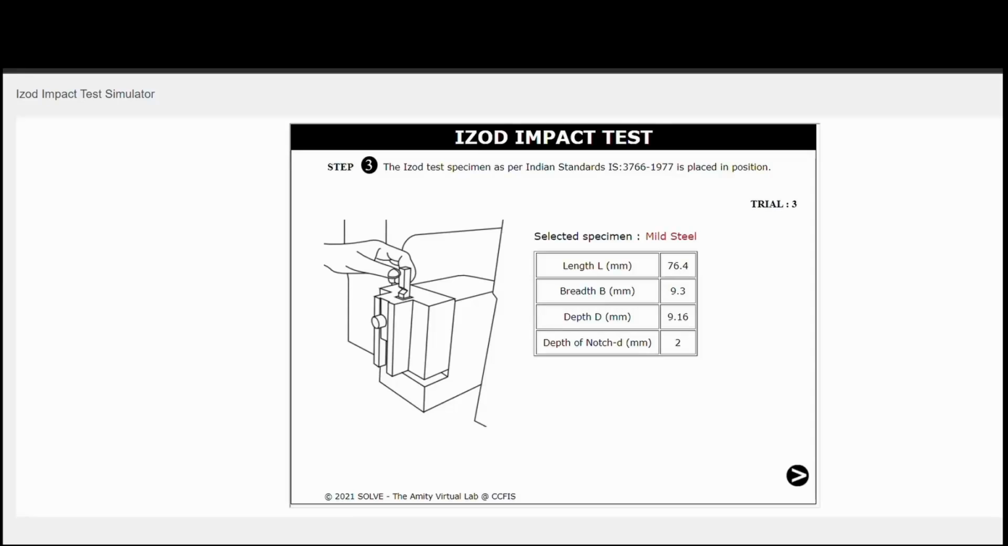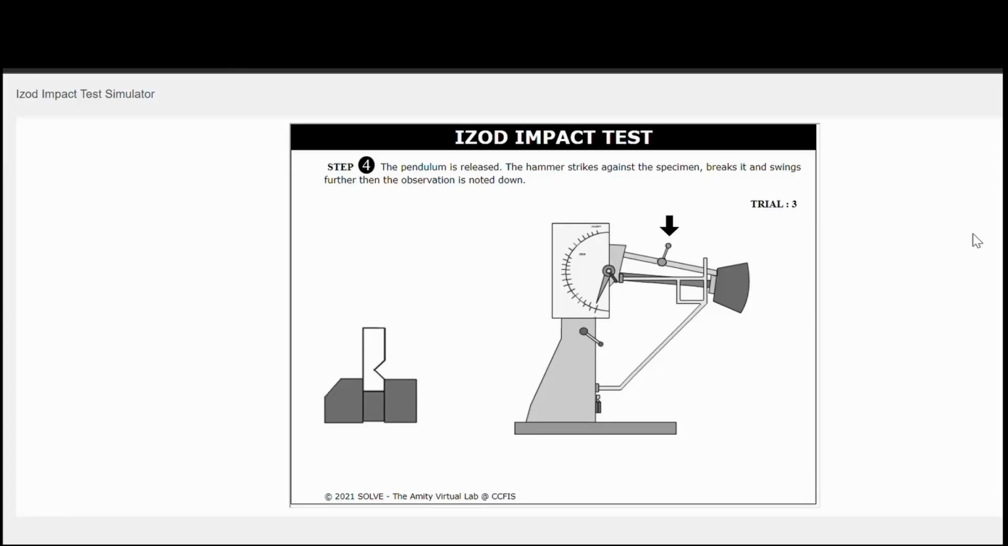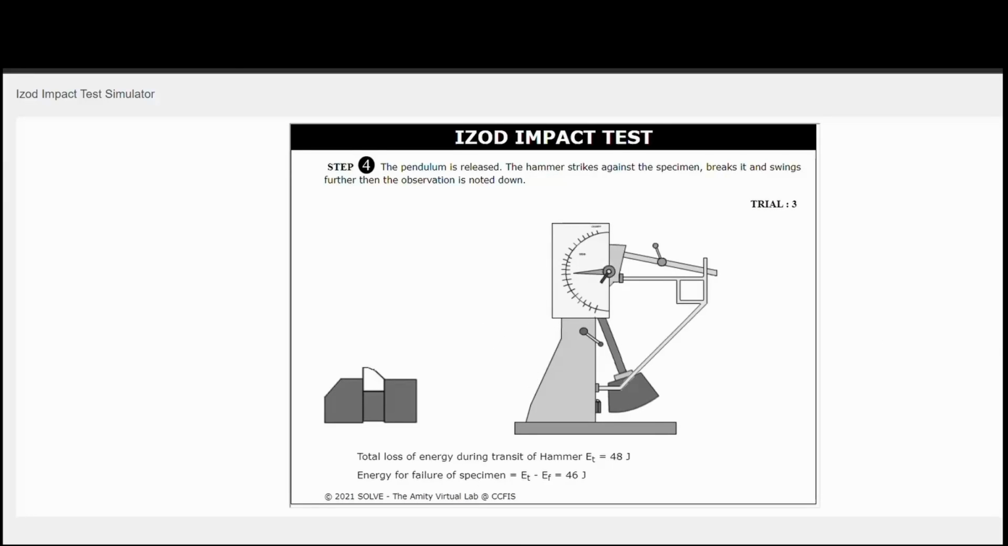Next, for trial 3, selected specimen mild steel, length 76.4, breadth 9.3, depth 9.16, depth of notch 2. Next, the pendulum is released. The hammer strikes against the specimen, breaks it and swings further, and the observation is noted down. Total loss of energy during transit of hammer 48. Energy for failure of specimen equals ET minus EF equals 46.